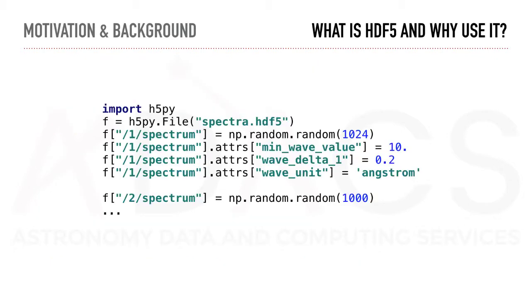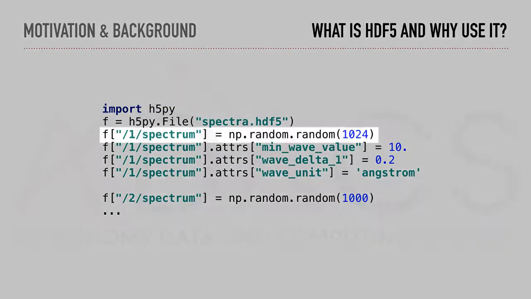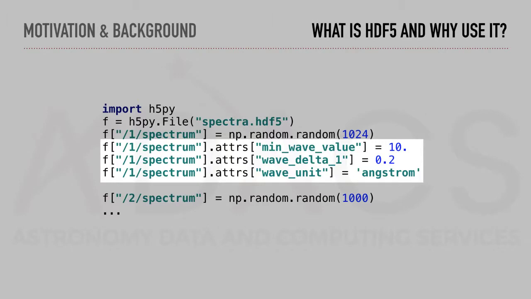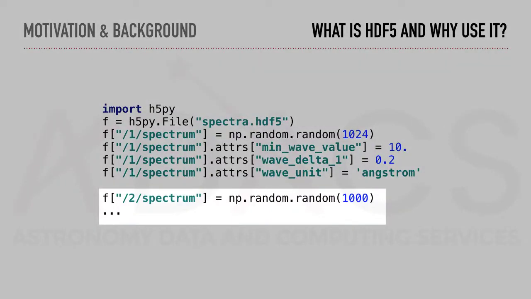Here is an example of a Python program writing an HDF5 file using the package h5py. So as you can see here, we would write our first spectrum in a path located at 1/spectrum, where we store our array, and then we can also save some metadata, the attributes here, such as the minimum value, the delta, the unit, and so on. And finally, we could add a second path for the second spectrum, and so on.